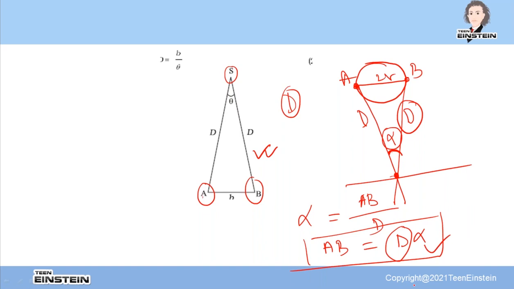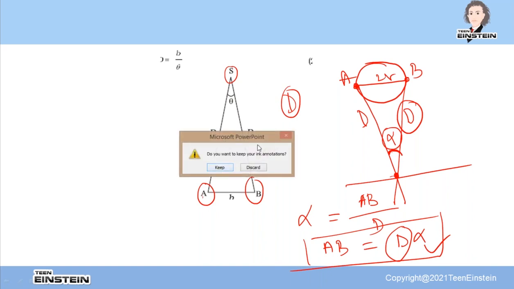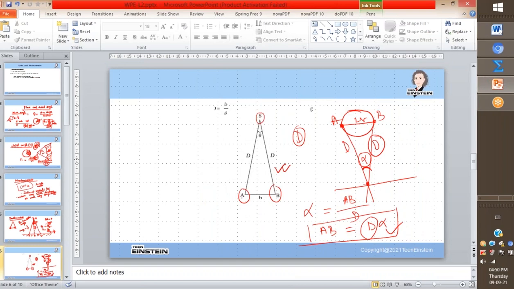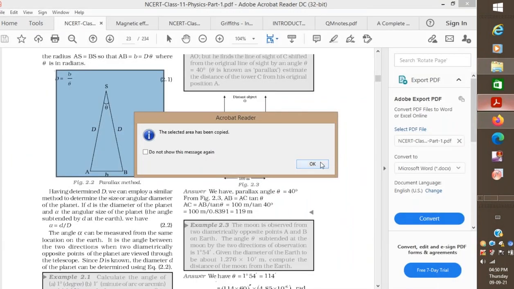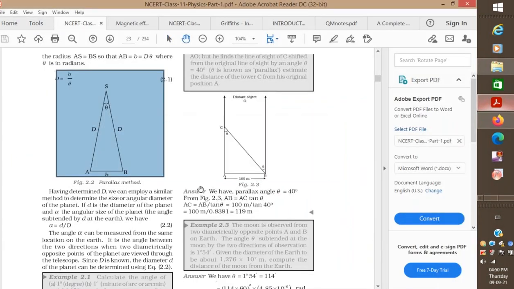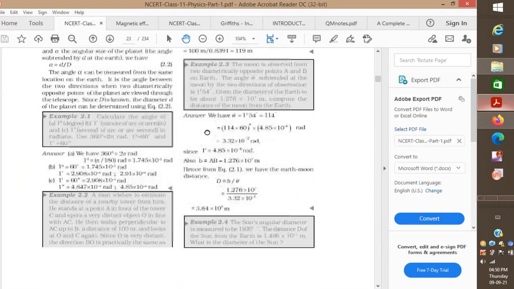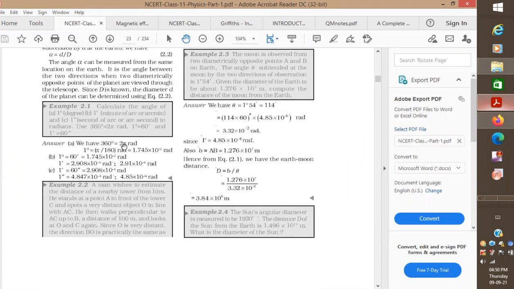So what we'll do, we'll try to do at least one numerical example on this. Before I go there, I urge you to read a few conversions of degree, minute, and radian. See here, 360 degree means 2 pi radian. Then how much radian is 1 degree? Then how much for 1 minute, and how much for 1 second?